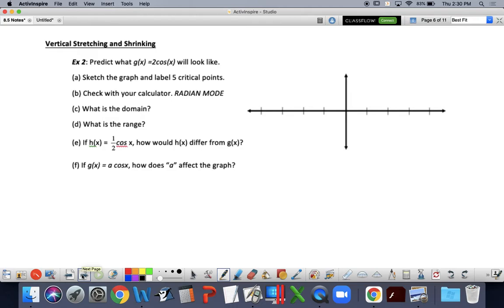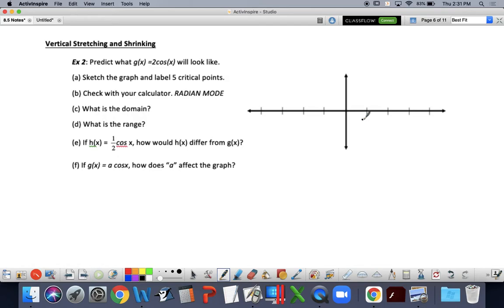Before we change our value in Desmos to 2 times cosine x, does anybody have any idea of what it might look like? How it might change the graph? Yep. Yes, right? The whole point, right? Called vertical stretching. We're going to stretch it, right? It's going to change the value of our range. It's going to change the height. So go ahead and put in 2 cosine x. You can see what it looks like.